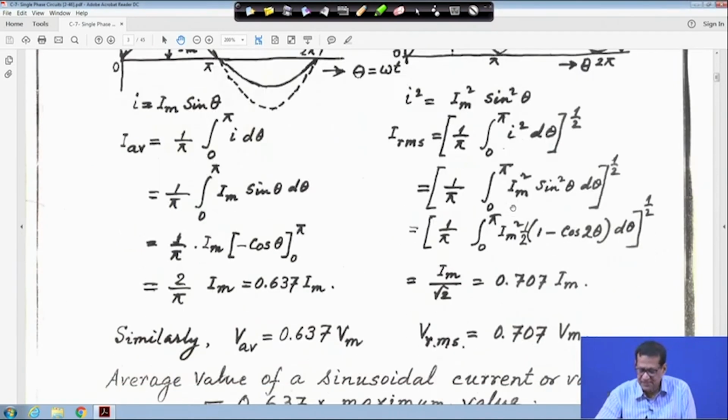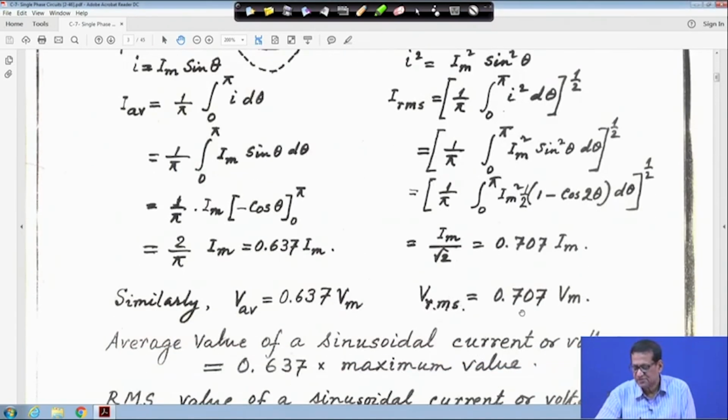Similarly for the voltage, Vrms is also 0.707 Vm. The way I told you for the average value, here also instead of just Im square sin square theta, you make it Vm square sin square theta d theta, where V is equal to Vm sin theta. So in that case Vrms also will be 0.707 Vm.